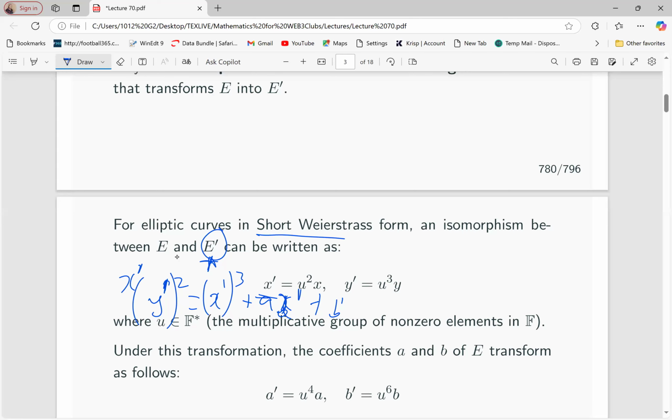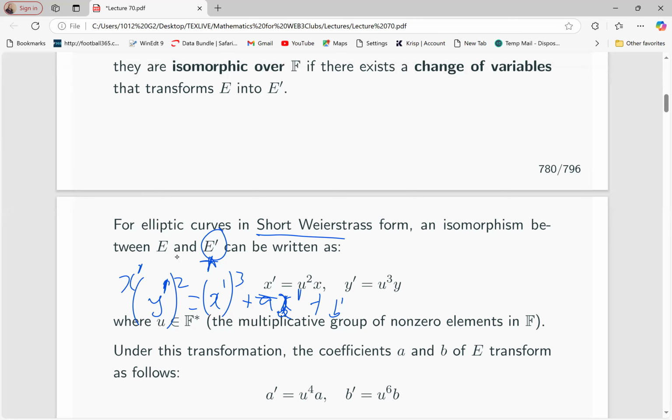So the other one, for E, is supposed to be y squared equals x cubed plus ax plus b. So I'm now getting the relationship. What is the relationship between y prime and y? Y prime coming from this elliptic curve, and then y coming from this other elliptic curve. So what is the relationship?